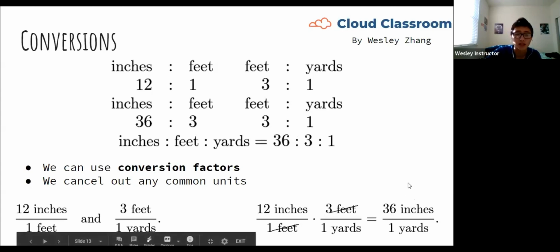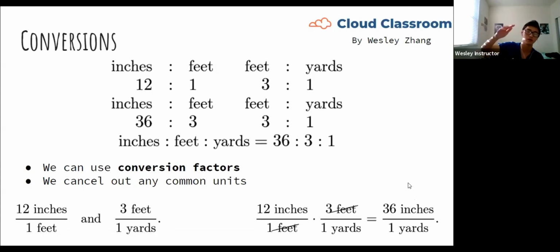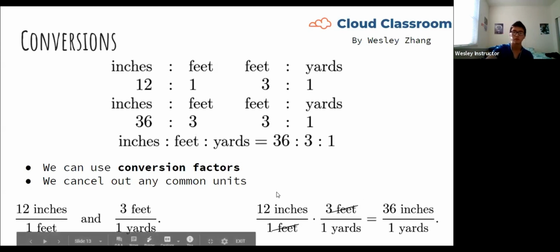We can't cross it out unless we have the same units on the top and bottom. If we do, we can cross them out. But the units we don't cross out, we need to keep. So for inches, it's only on the top, so we can't cross that out. And on the bottom, we only have yards, and we can't cross that out either. So we keep those. So 36 inches to 1 yard.